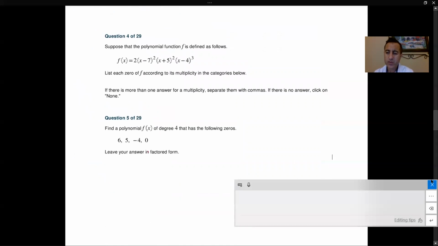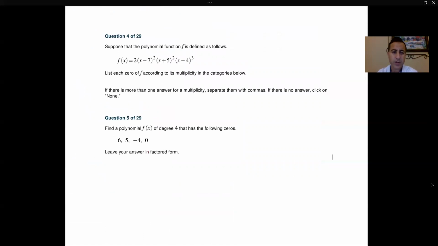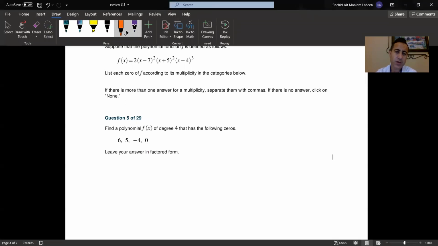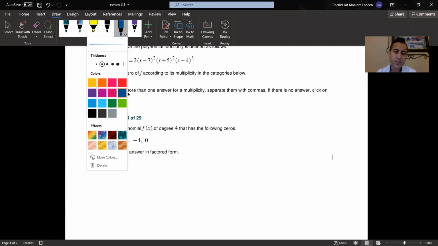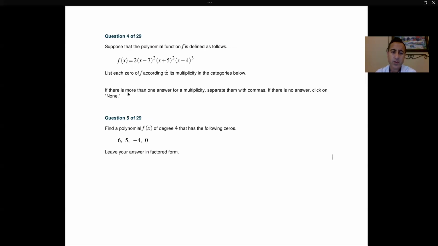We're going to move to a different topic in question 4. Suppose this polynomial f is given in this kind of factored form. List the zeros and their multiplicity. The zeros are, when we set these factors to 0, we'll be able to find the zeros.